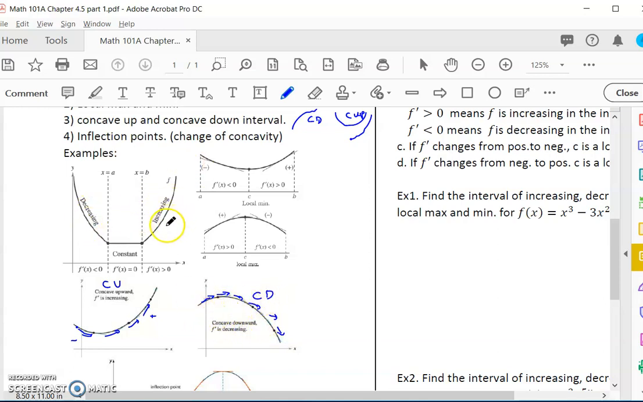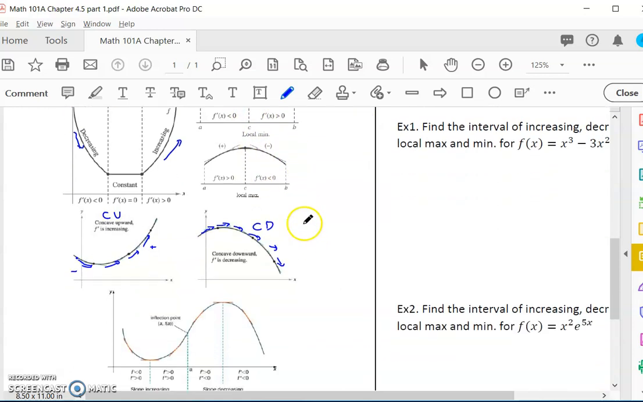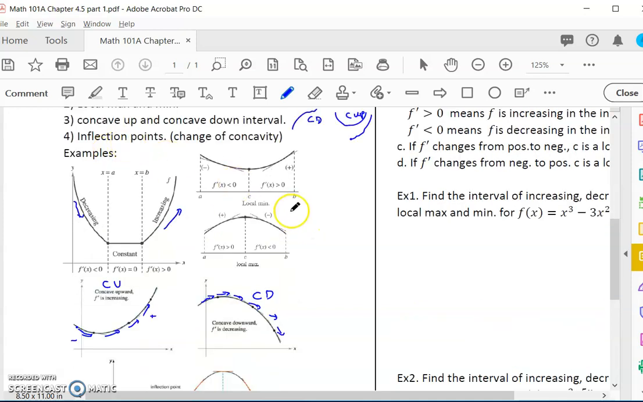Increasing, decreasing. This is increasing because when you draw a tangent line next to the area over here that's increasing, they're always facing up. Decreasing is when the tangent line you draw is going down. And then we also have local max and local min, the lowest point and the highest point. And then the last thing is the inflection point.